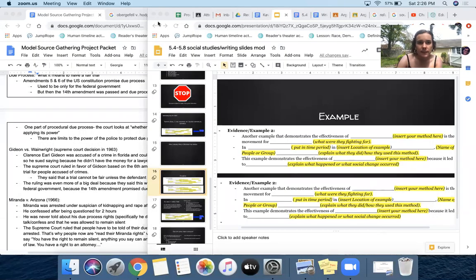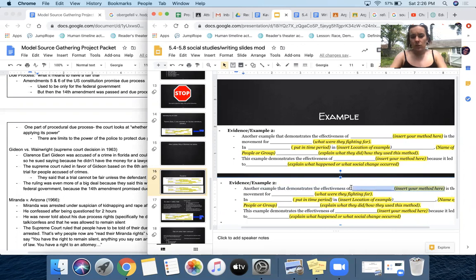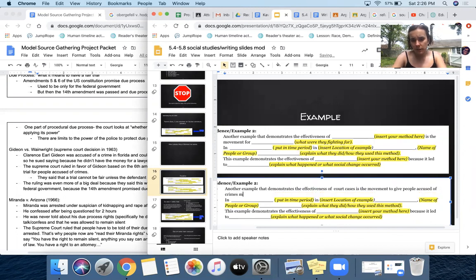Hello again. We're going to use the same process we used yesterday to complete our second historical example in your body paragraph. So I'll walk through it and you can follow along. We'll be filling in basically the same information. It says, another example that demonstrates the effectiveness of, and I'm putting in my method again, court cases is the movement. I'm actually going to change the word "for" in this case to "give people accused of crimes more rights."